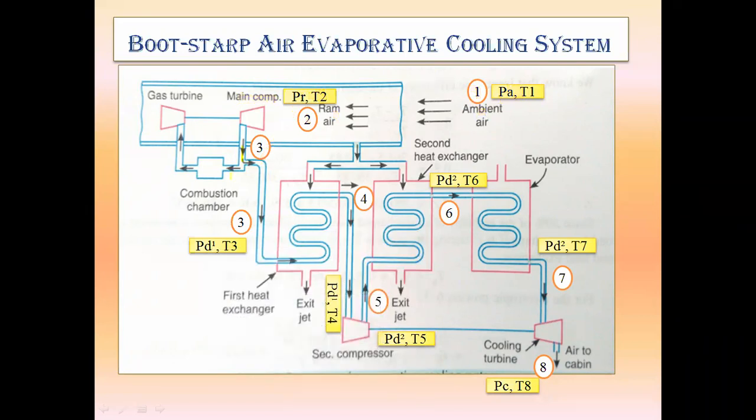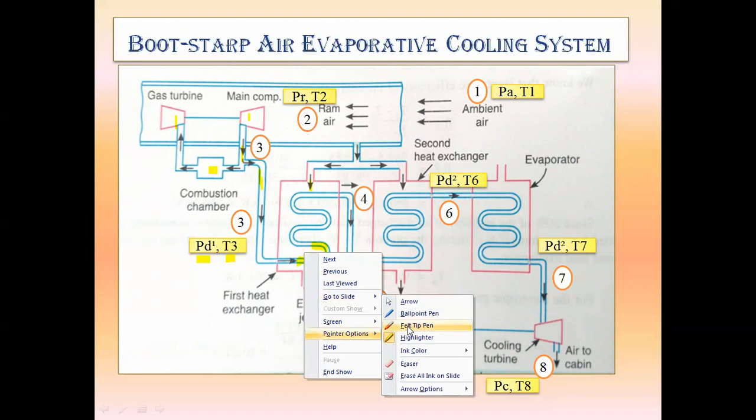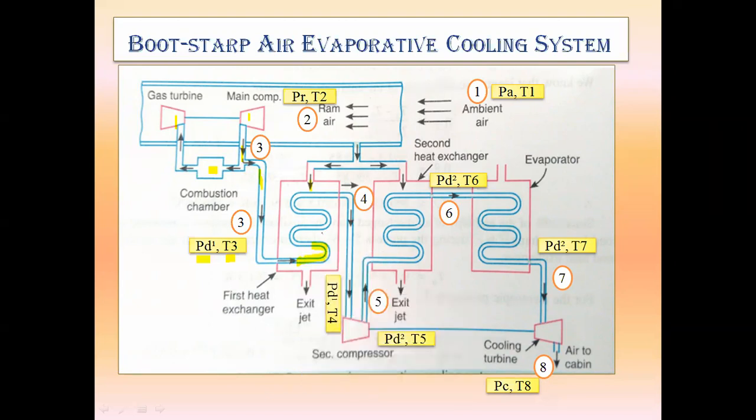Now part of the compressed air will be supplied to the combustion chamber to run the gas turbine, and in turn to run the main compressor. Whatever remaining portion of the compressed air is there, having delivery pressure PD1 and temperature T3, will be supplied to the first heat exchanger. Here as a cooling medium we are using part of the ram air. So inside the first heat exchanger, what will happen? A constant pressure heat rejection process will take place.